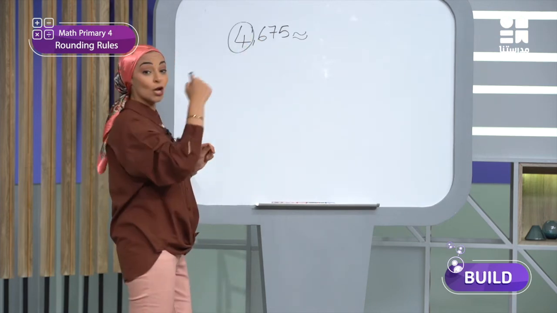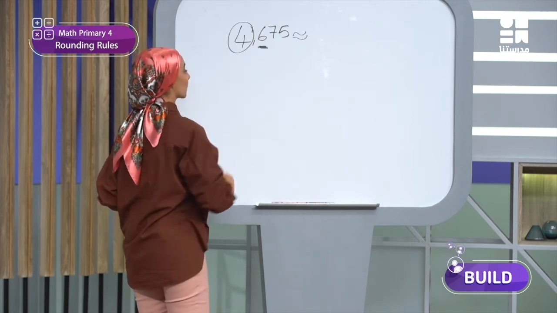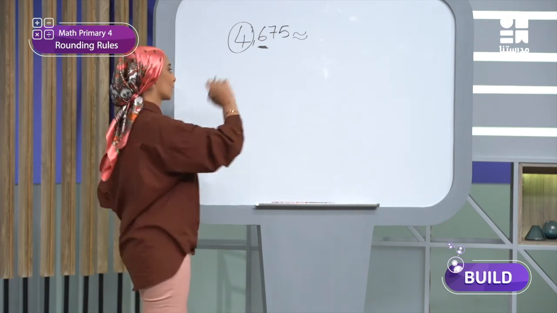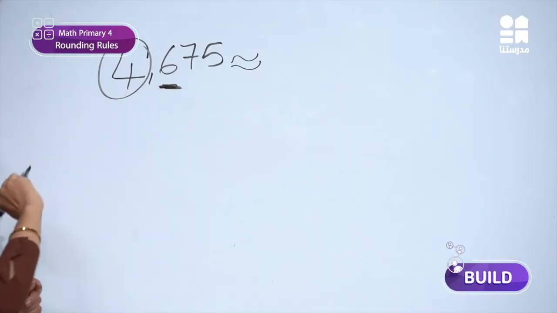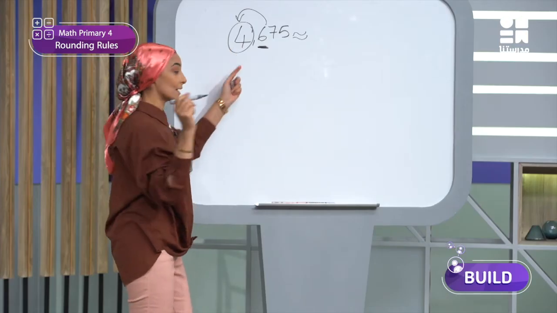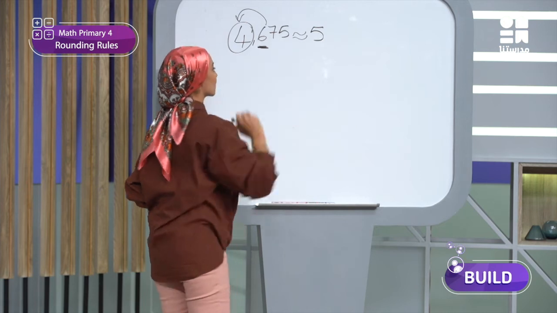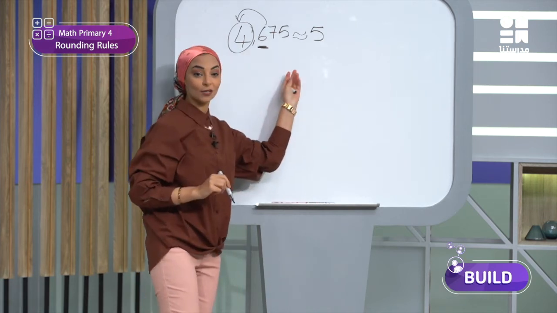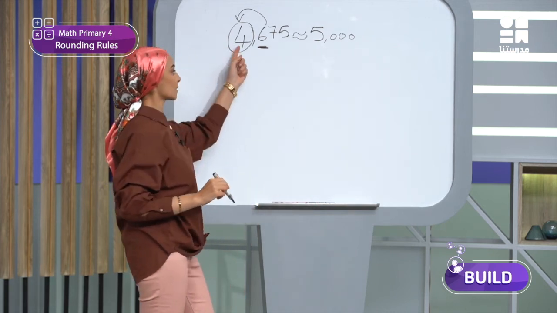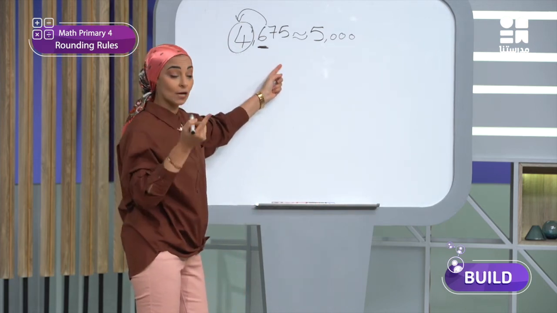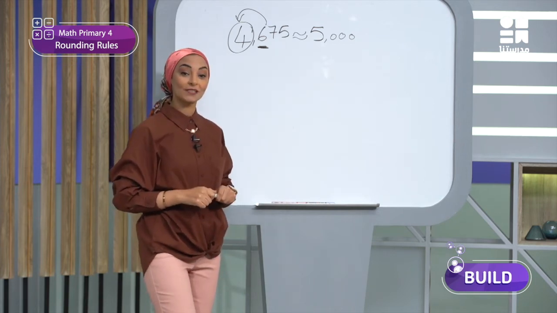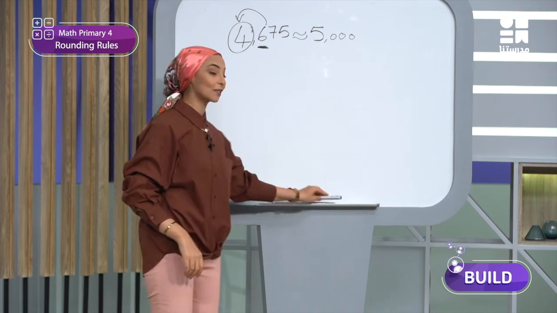Circle the thousands digit. Look next door. This is the next door. Is it 5 or more? Yes, it is more than 5. So I will add 1 more. So the 4 will be 5,000. Then all the digits will be zeros. So the rounding of 4,675 to the nearest thousand is 5,000, as you see here. I hope you understand this very well. Let's complete together.